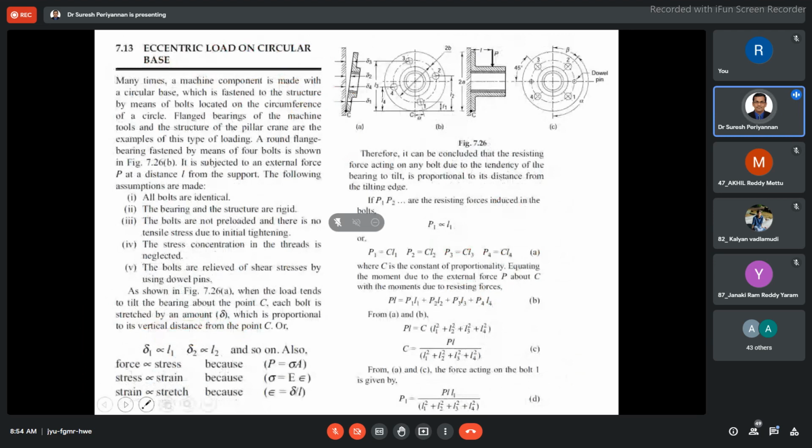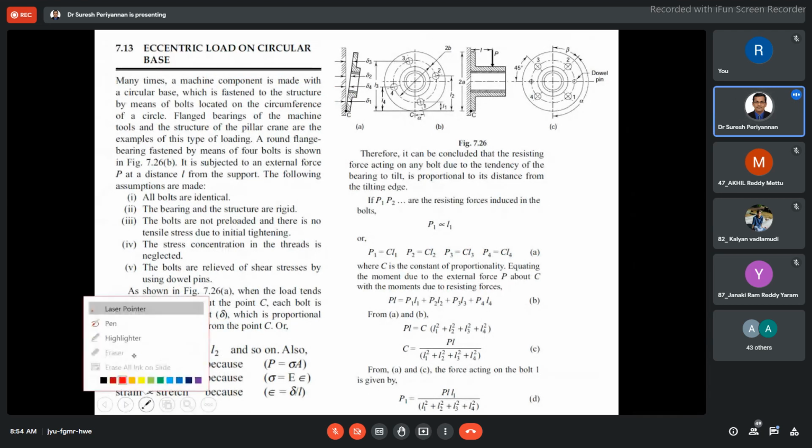Now I come to the last case, eccentric load and circular base. There are some basic theories, then we go for the derivation, and corresponding to the problems we will discuss.